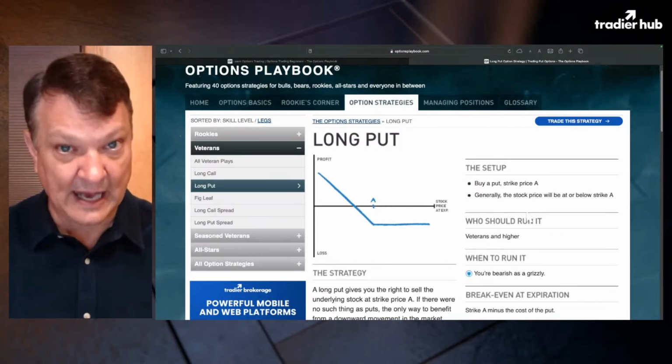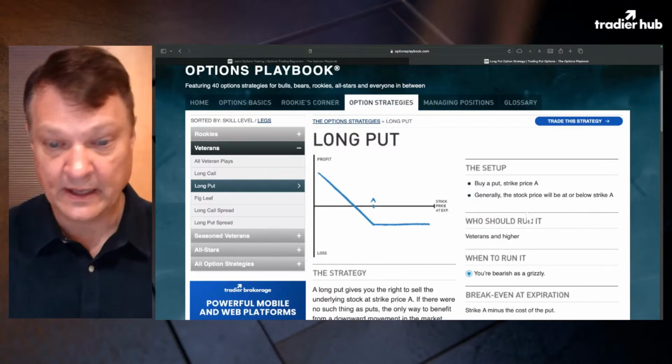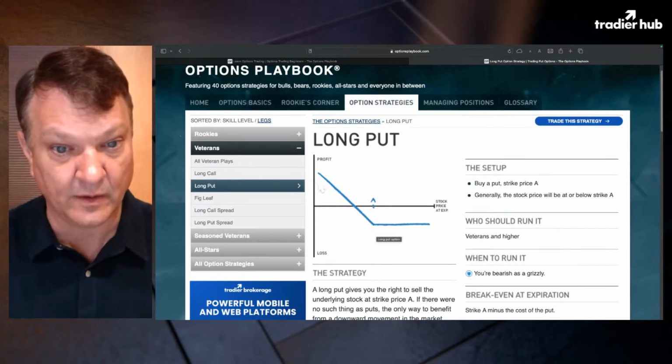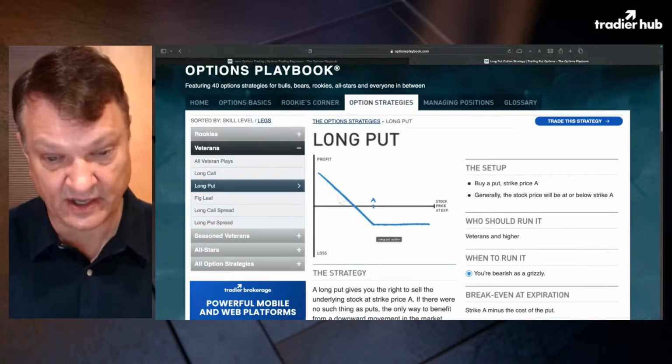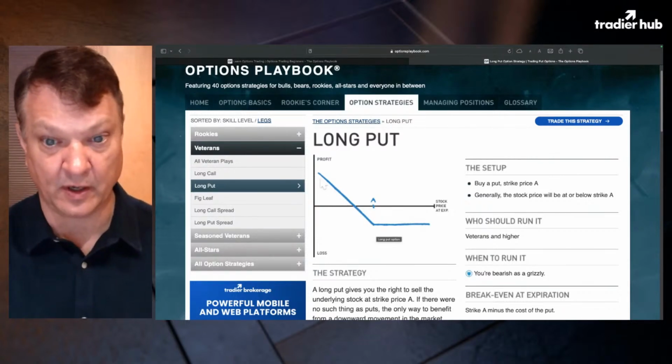In the options world, you don't have to deal with a lot of that. You can just buy a long put. If you buy a long put, once again, that's strike A, and if the market goes down, as long as it's prior to the expiration date, you can be profitable on that trade from the underlying market going down.